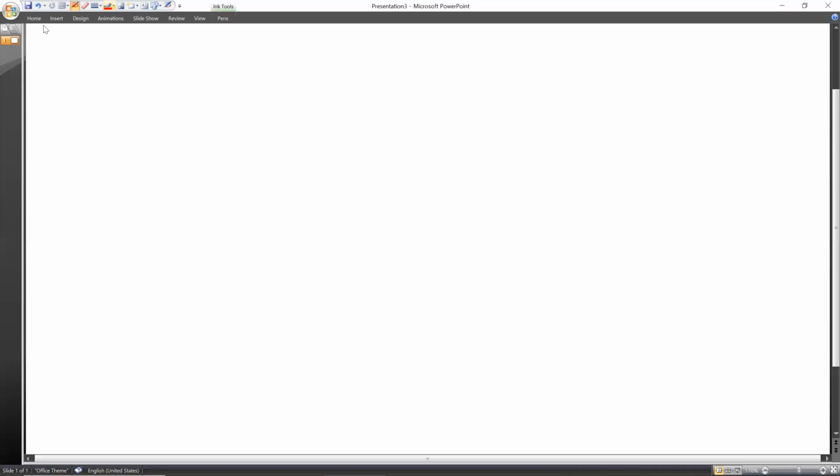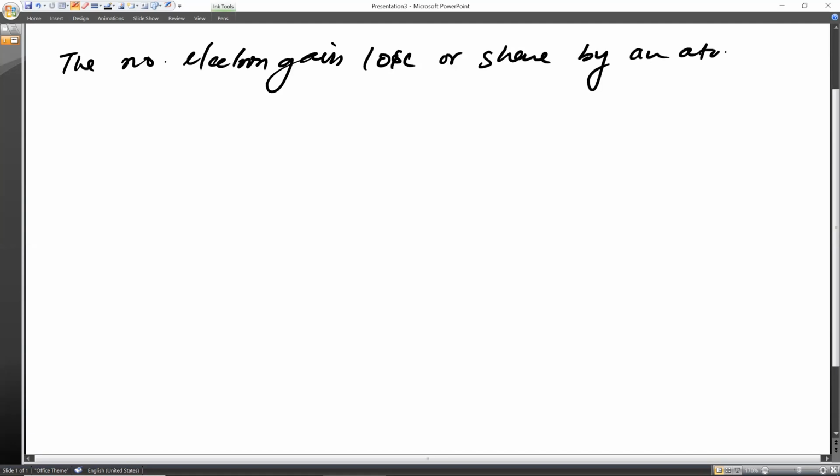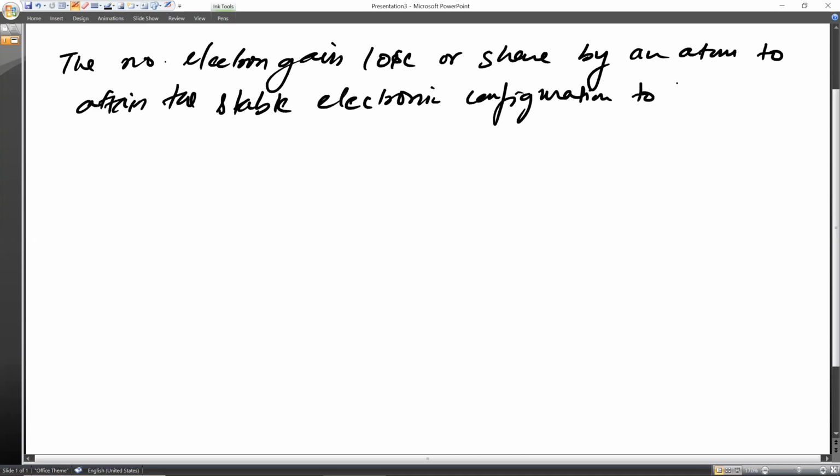So note it down. The valency is actually the number of electrons gained, lost, or shared by an atom to attain the stable electronic configuration of the nearest noble gas.